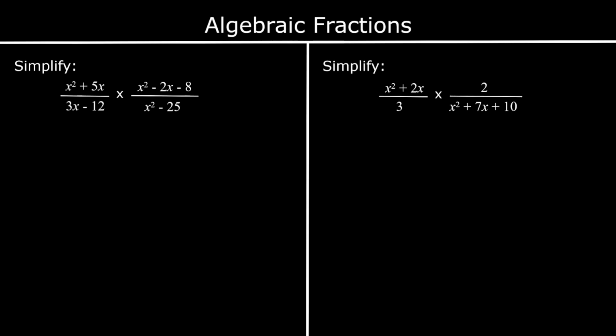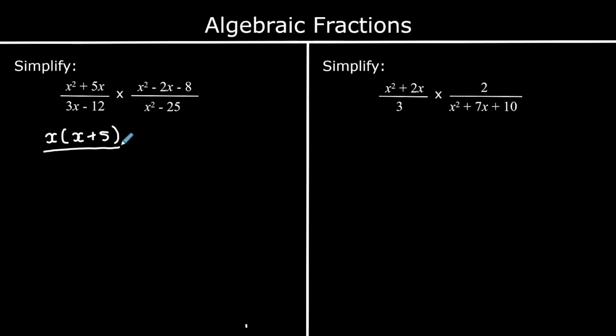In this question, we need to simplify algebraic fractions. We're going to do that by multiplying the two fractions together, so times the top times the bottom, but also by factorizing each of these. So we've got x squared plus 5x on the top. So we're going to factorize out the x. So it's going to be x times x plus 5.